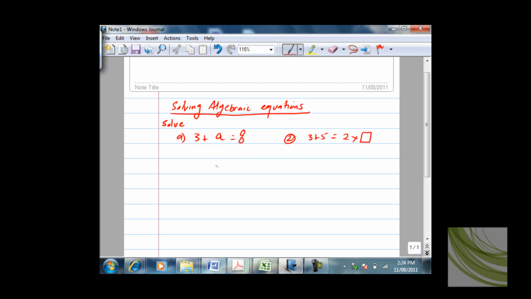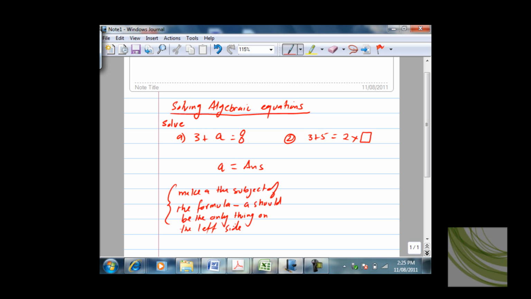So if you want to find the value of A, what we can do is get rid of that 3. So at the end of the calculation, we'll get A equals the answer. So to get the answer, as you can see in this format right here, A must be the only thing left on the left hand side. To make A the subject of the formula means A should be the only thing on the left hand side. If A is the only thing on the left hand side, then what is on the right hand side is the value of A.